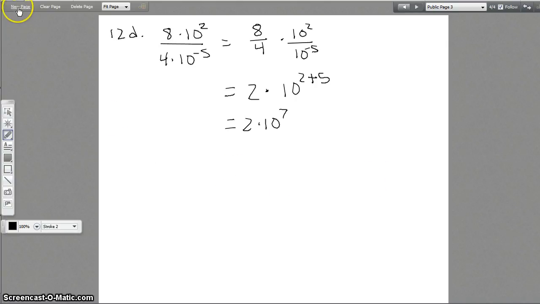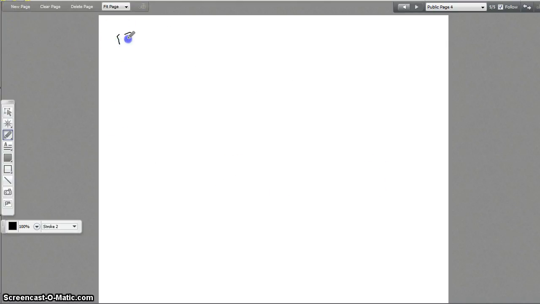Okay, so the next thing we're going to look at is number 13. Number 13 is just like number 24. Number 13 says we have 2 times 10 to the minus 5 centimeters. That's the smallest living thing that can be seen with an ordinary microscope. And they want us to write this number in decimal notation.